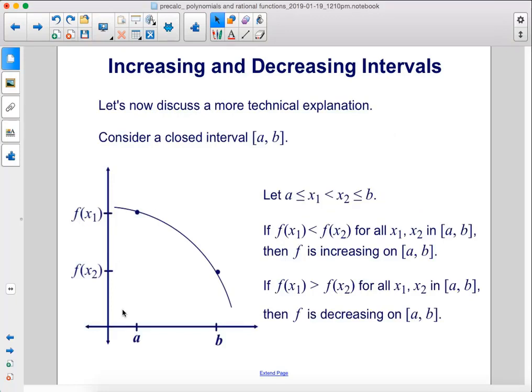Consider a closed interval [a, b]. Let a be less than or equal to x1, which is less than x2, which is less than or equal to b. If f of x1 is less than f of x2 for all x1 and x2 in the interval [a, b], then f is increasing on [a, b]. If f of x1 is greater than f of x2 for all x1 and x2 in the interval [a, b], then f is decreasing on [a, b].